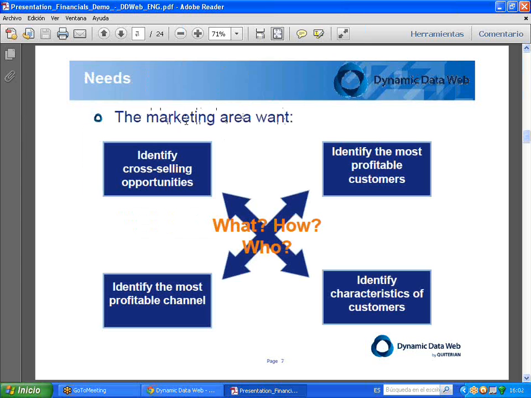First, we want to try to identify cross-selling opportunities. Then we are going to try to find the most profitable customers that the bank already has. Then we are going to try to find the most profitable channel to reach this kind of customers. And finally, we are going to try to identify the characteristics of these most profitable customers, to be able to extrapolate them to the new opportunities we are going to find. This is something that we are going to do in the next 20 minutes, more or less.